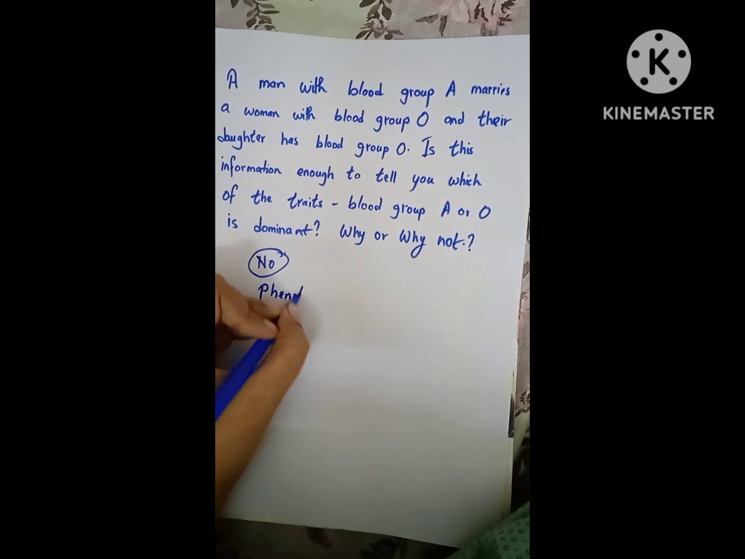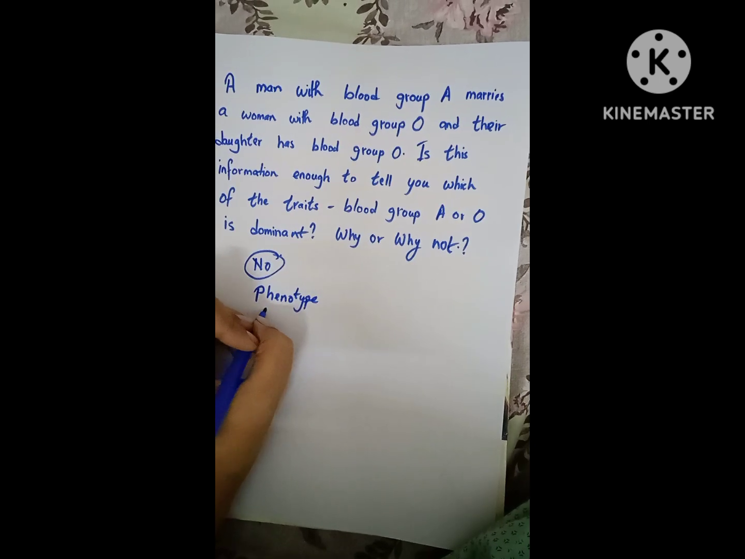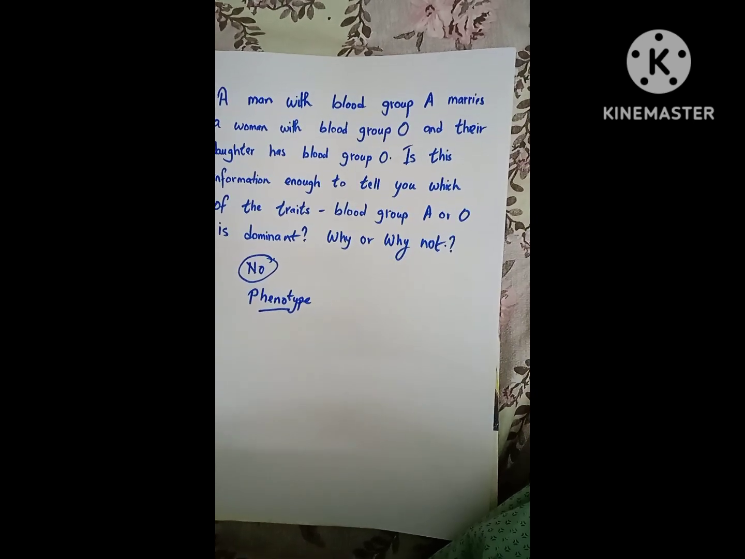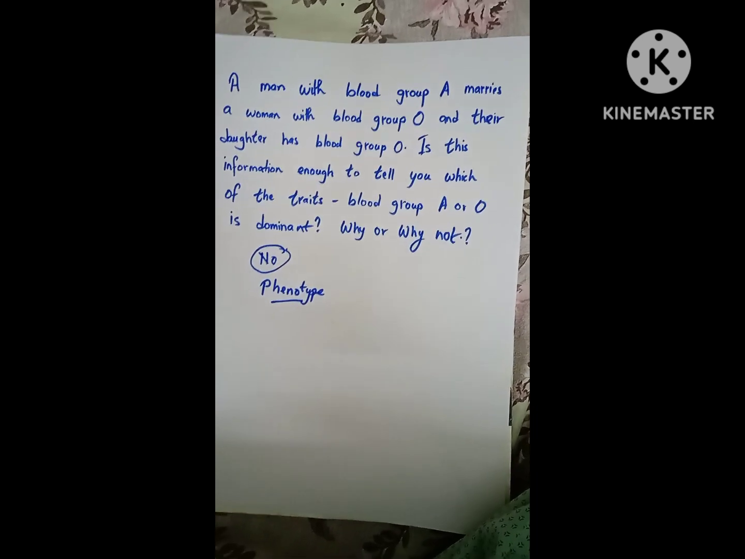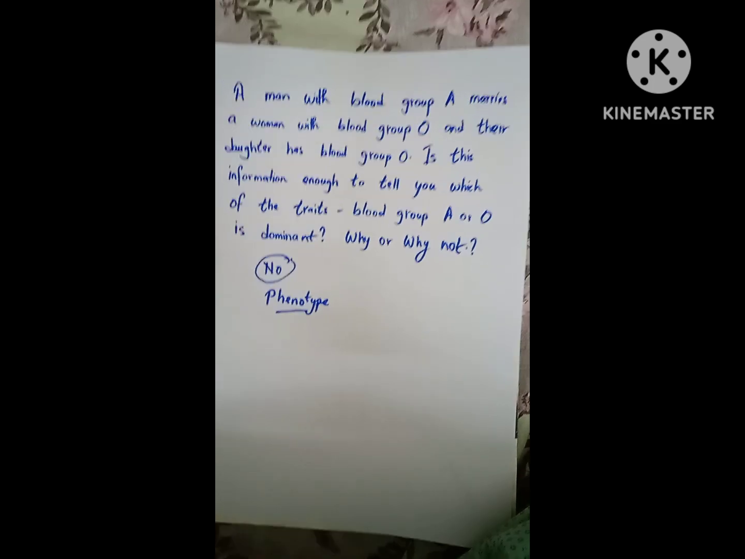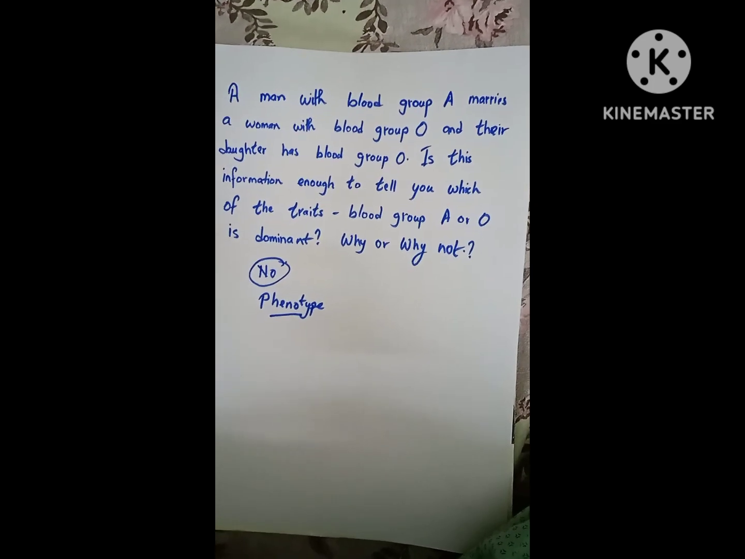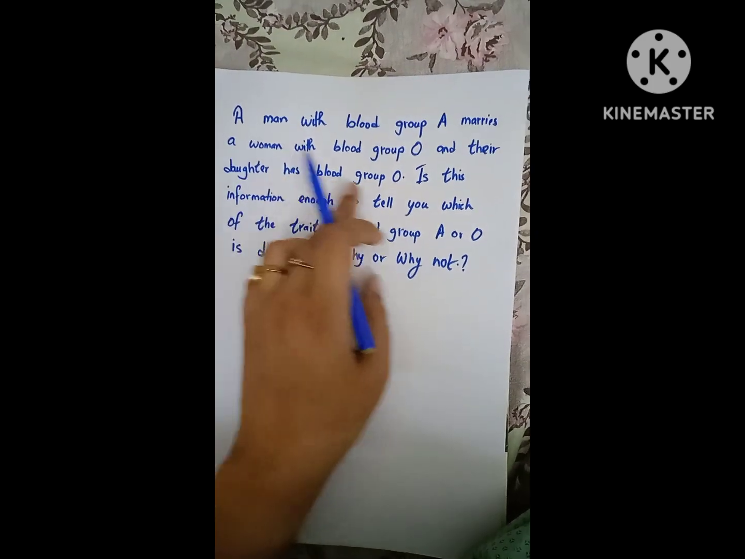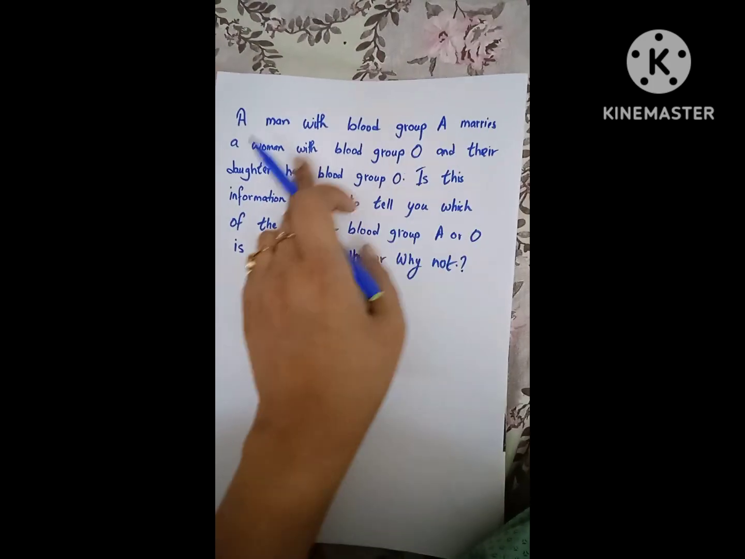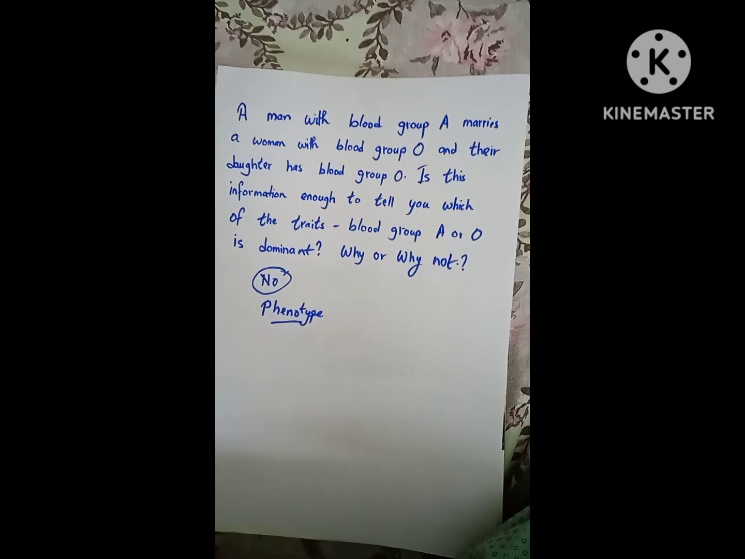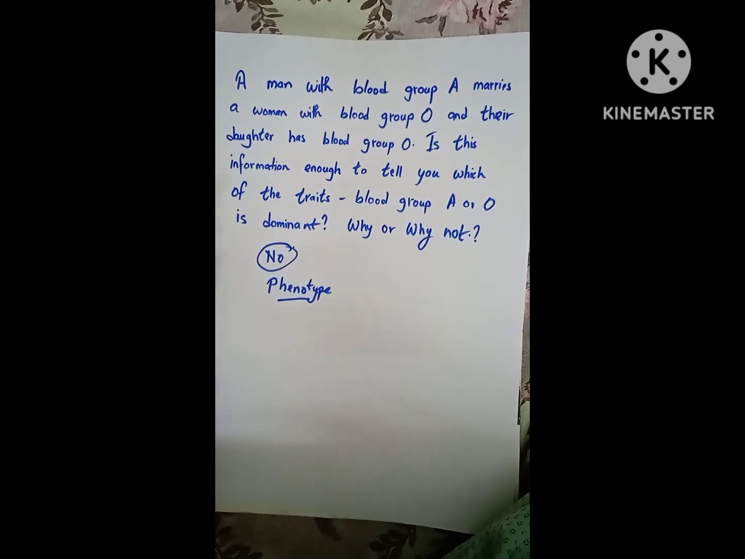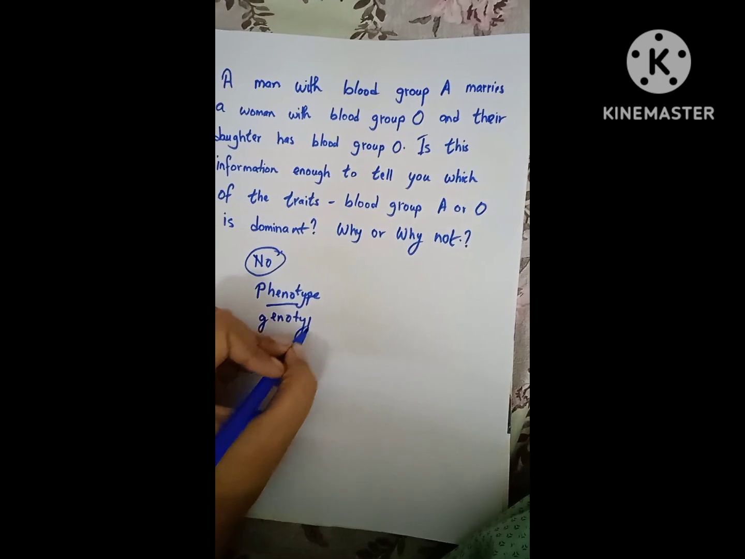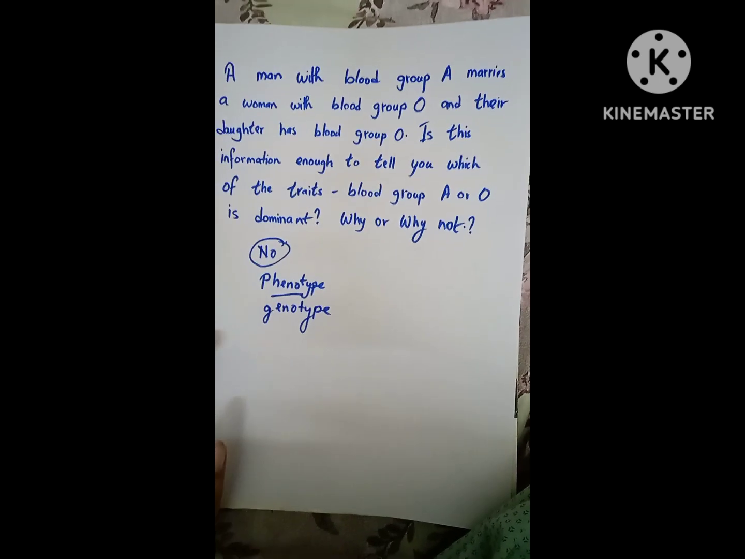Now, what is phenotype? Phenotype is whatever is manifesting, whatever I can observe physically, the result I can see physically. So over here I can see only the net outcome, the physical result, which is the daughter is having O blood group, the man is having A and the woman is having O. The underlying genetic composition, which we also call the genotype, I am not having over here.